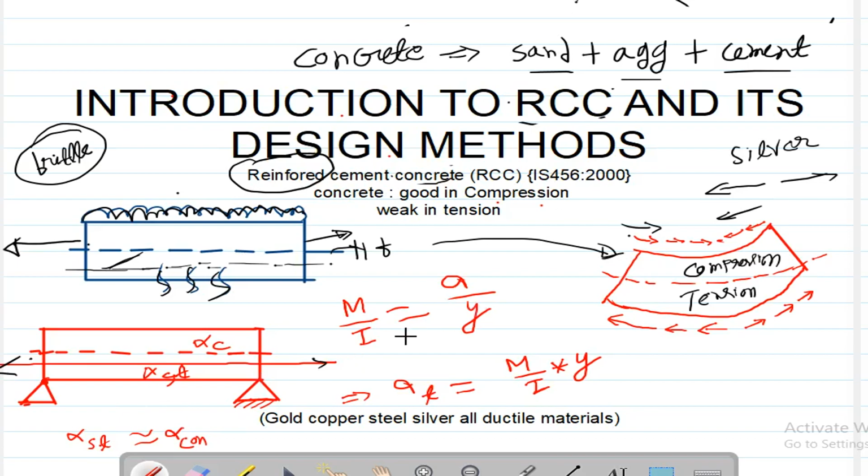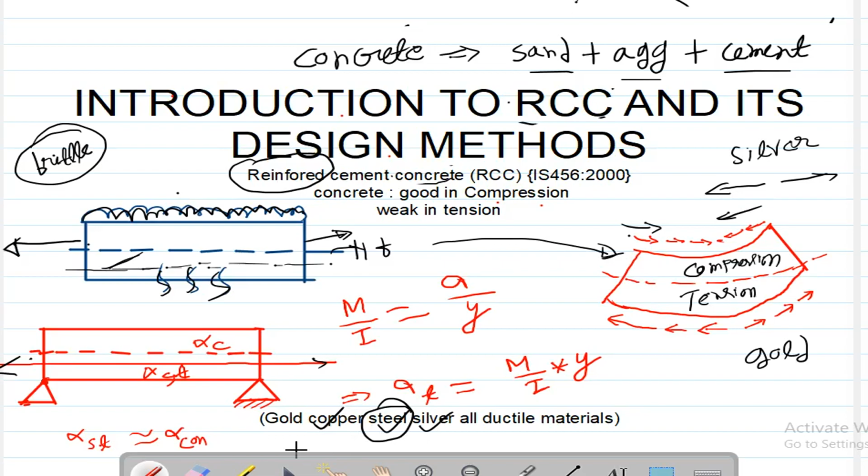Now the question arises: which material should we use? Will we go for gold, because gold also has high ductile properties, or ductility is more? Similarly, copper also has high ductility values. Silver is also a ductile material. So out of these four or five combinations, we are going with steel.